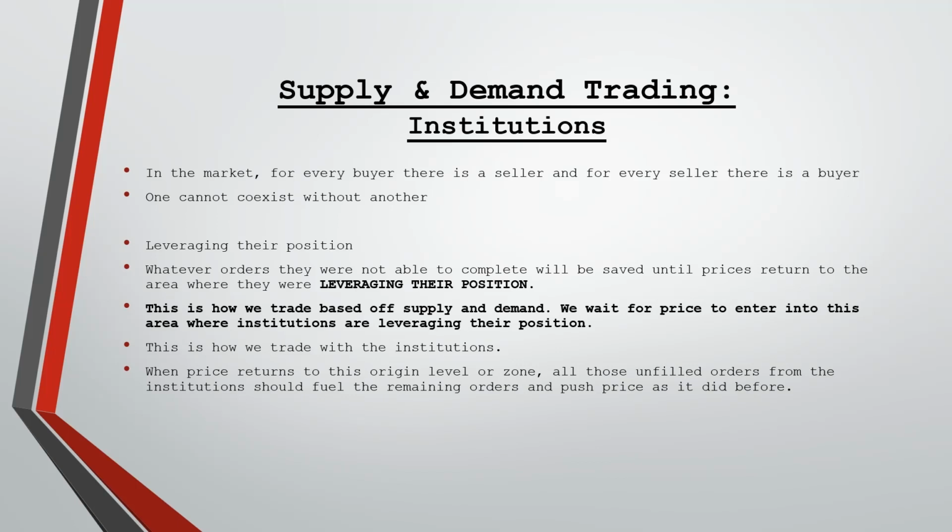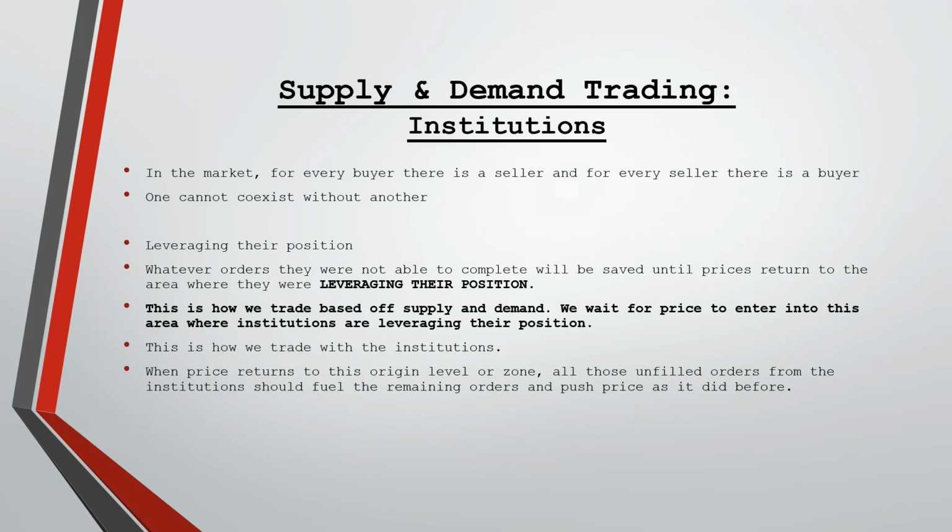Whatever orders they were not able to complete are going to be saved until prices return to the area they were leveraging their position at. And this is the area that we as retail traders can buy or sell with them. Once we have identified the demand or supply zone, we can place a buy order in that zone for a high probability, low risk, high reward trading setup, right? When price returns to this level or zone, those unfilled orders of the institutions are going to fuel the remaining orders, and it's going to bring price higher as it did before. So that's how we profit, by following and riding with institutions.